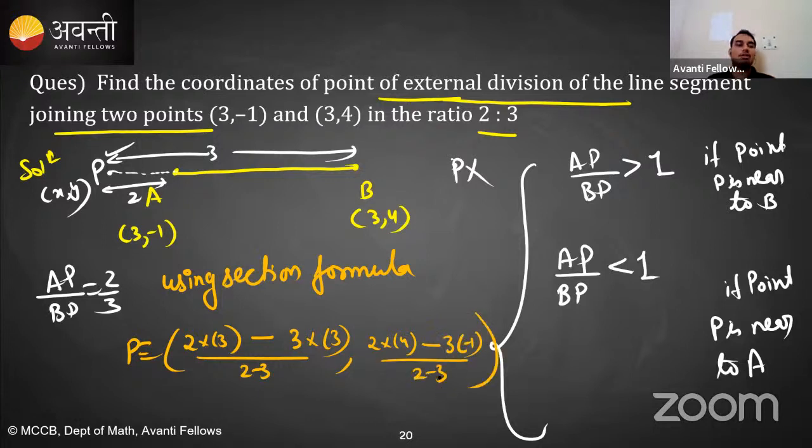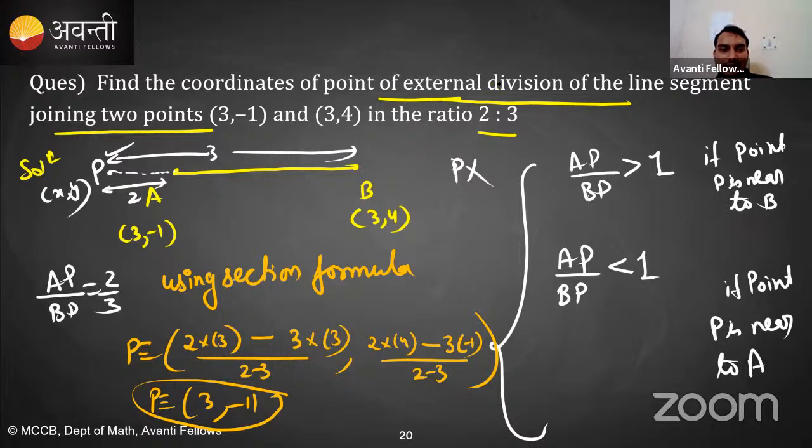So this is the coordinate of point P. Clear? What did point P come out to be? 6 minus 9 minus 3 upon minus 1. So 3, comma 8 plus 3, 11 upon minus 1, minus 11. So this is point P. Is this clear, students? Just let me know quickly.